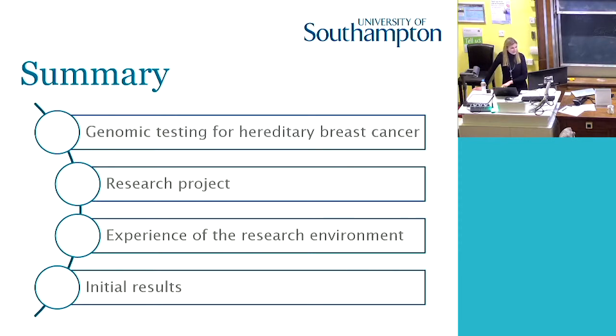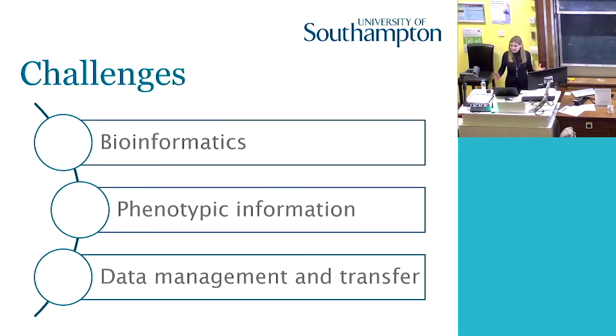So to summarise, I've talked about genomic testing for hereditary breast cancer. I've given you an overview of my research projects and my experiences of the research environment at the current time, and some insight into my initial results. I think there have been lots of challenges. I think developing the bioinformatics skills to interrogate the data sets has been challenging, and it's taken some time. I think it would be really, really nice to see if the histopathological associations I've seen within the POSH data set could also be observed within the 100,000 genomes data set, which is a slightly different group of patients. And I hope that that information will become available with time. And I think as well, data management and transfer of information has been difficult.